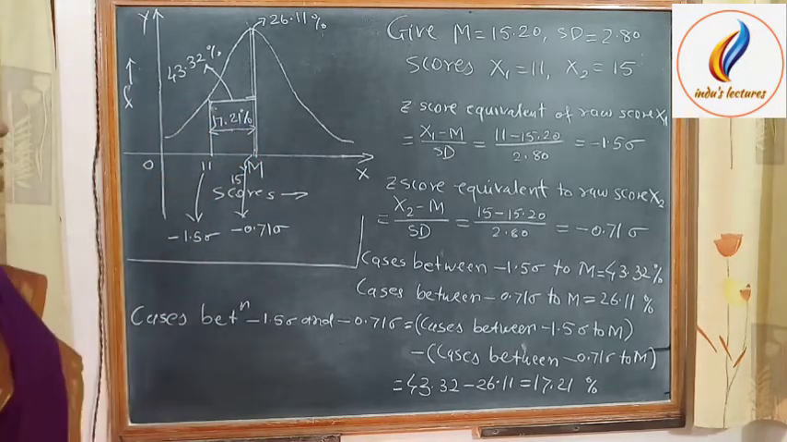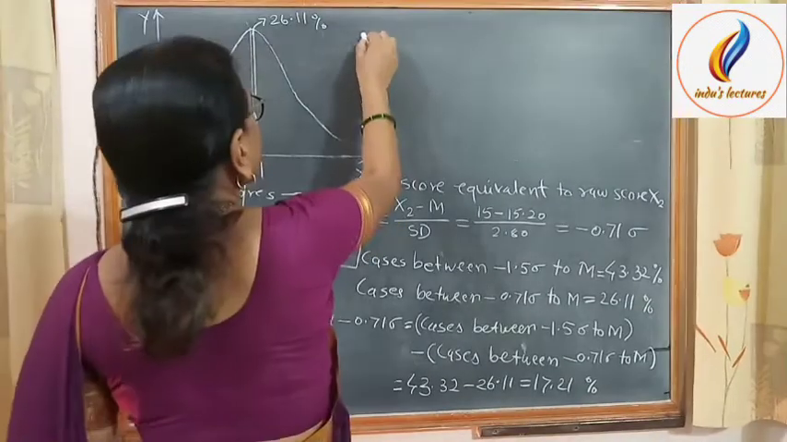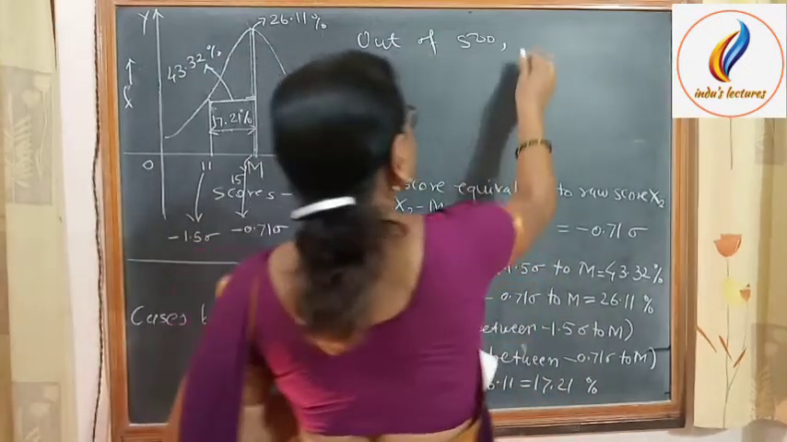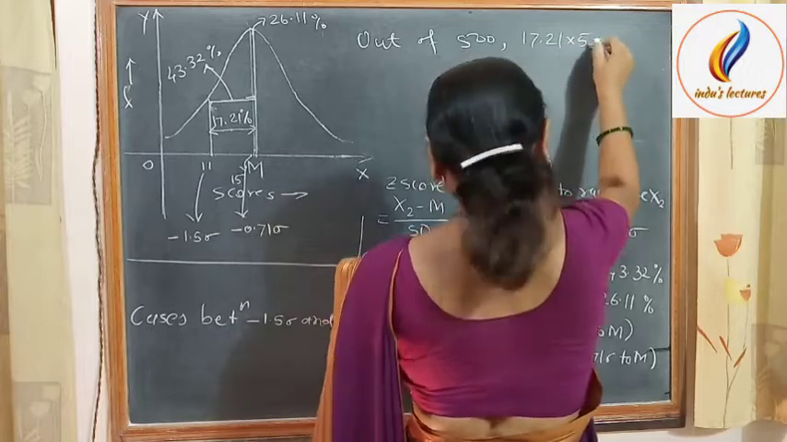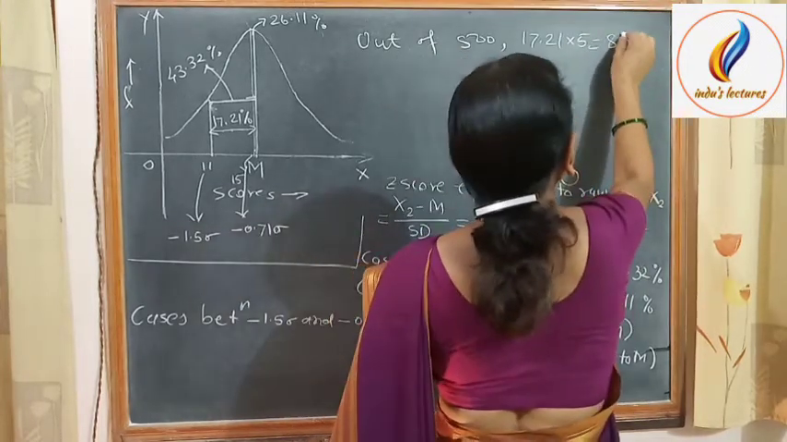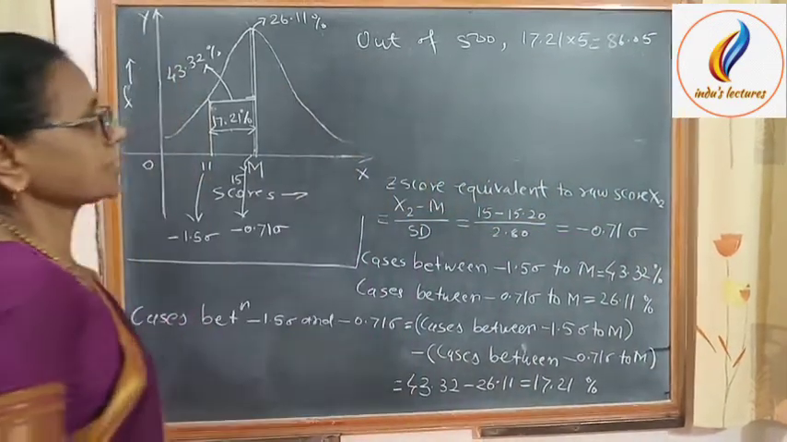We have to find the number of individuals in the sample of 500. Therefore, out of 500, we can find it as 17.21 multiplied by 5, which is equal to 86.05. But students are not in fractions.